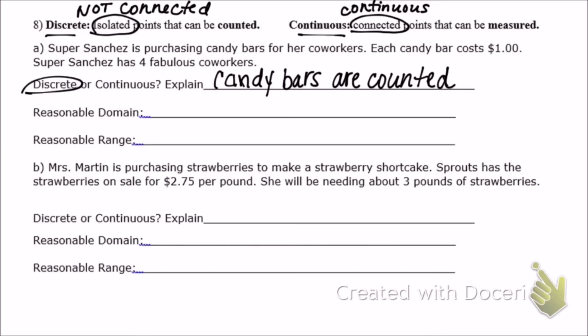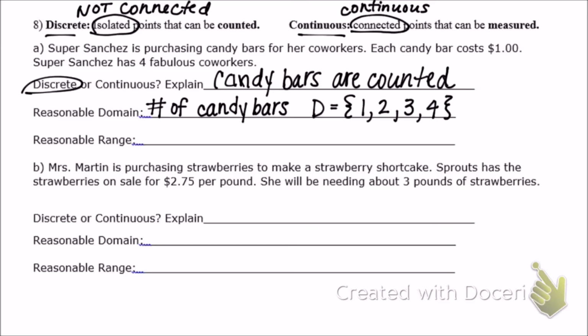Reasonable domain. So our domain in this situation is the number of candy bars that Super Sanchez is purchasing. So number of candy bars. And so our domain values would have to be represented as a discrete function where we would either purchase 1 candy bar, 2 candy bars, 3 candy bars, or 4 candy bars because she has 4 coworkers.